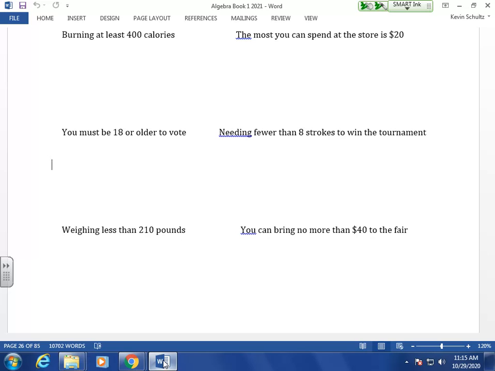So burning at least 400 calories, your phrase there is at least. We talked about that means greater than or equal to. So C is greater than or equal to 400. You do need to write it the other way, which is 400 is less than or equal to C. Both of these inequalities have the same graph. Open circle at 400 going to the right.